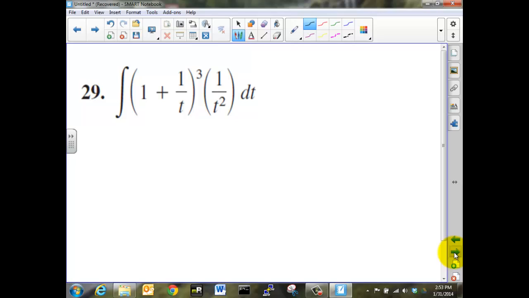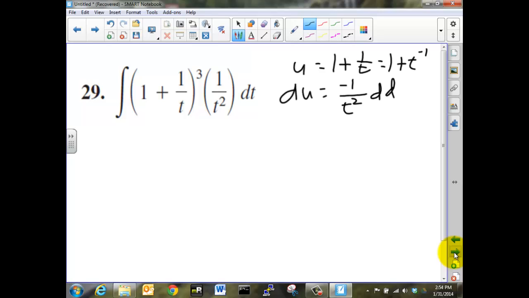What do we do there? What's u? One plus. So what's du then? 1 becomes 0. This is the same as 1 plus t to the negative 1, isn't it? What's the derivative of t to the negative 1? Negative 1 over t squared dt.